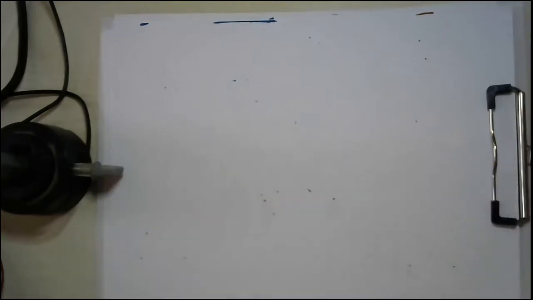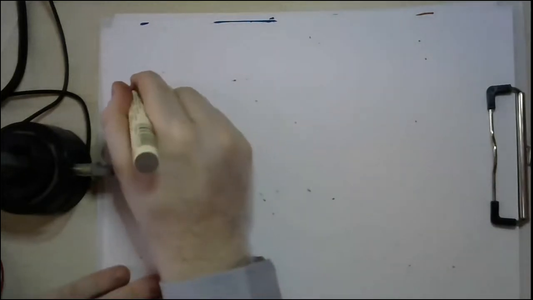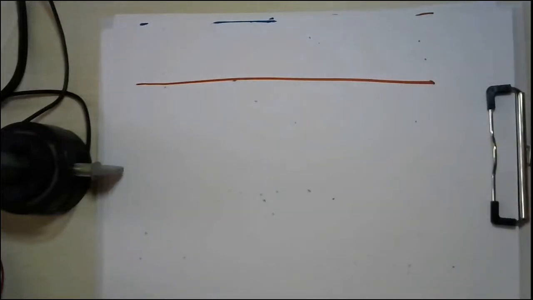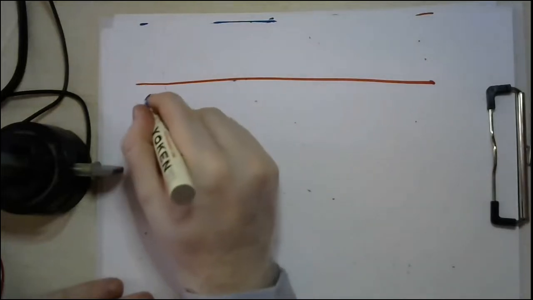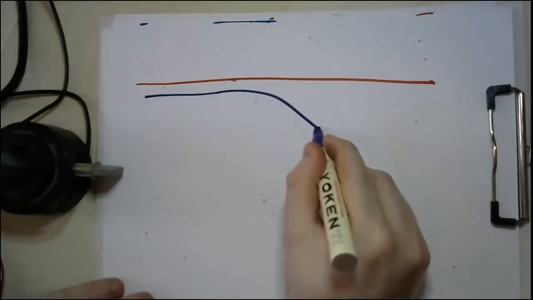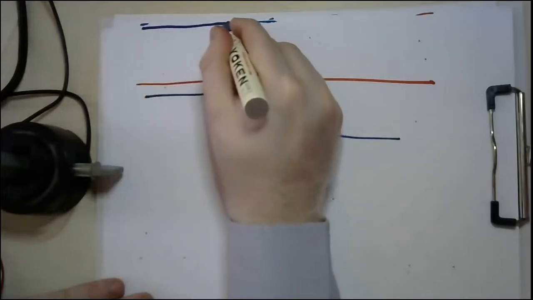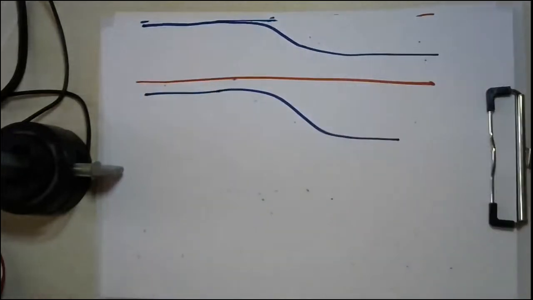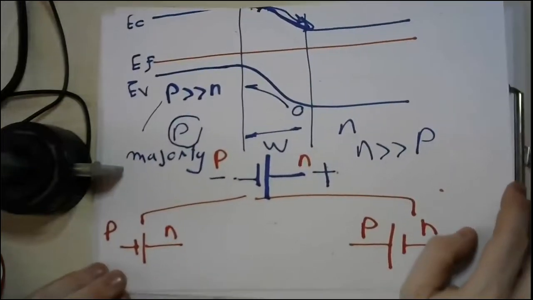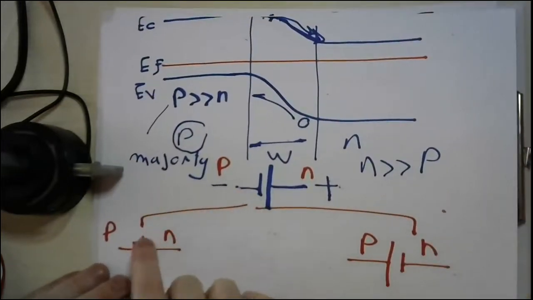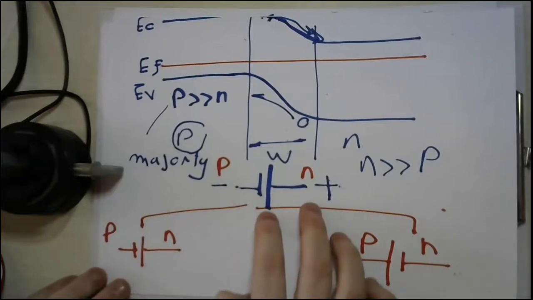Let me again start with the thermodynamic equilibrium case. And as you can see, we have here something like that. So this is the thermodynamic equilibrium case. What I'm going to plot now is, what if I add a battery of this type? I mean the same polarity as the building battery. What are we going to do?